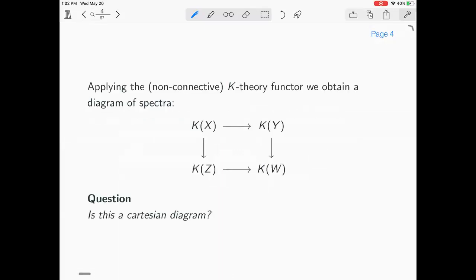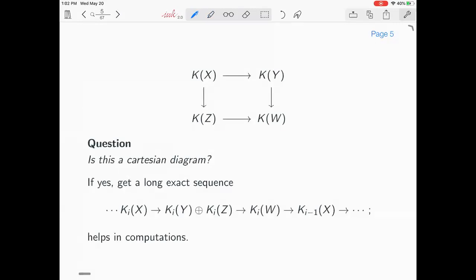You apply the non-connective K-theory functor and we get a diagram of spectra. I guess, can people see the ink notation? Yes. Okay. So the question is: is this diagram Cartesian? That's often something you want to ask. Vova talked about this: you have some square of stacks or schemes, you apply K-theory, and you want to know if this diagram is Cartesian. If yes, the upshot is that you get this long exact sequence from K_i of X into K_i of Y direct sum K_i of Z, into K_i of W with this boundary map going K_{i-1} down, and this usually helps in a lot of computations.